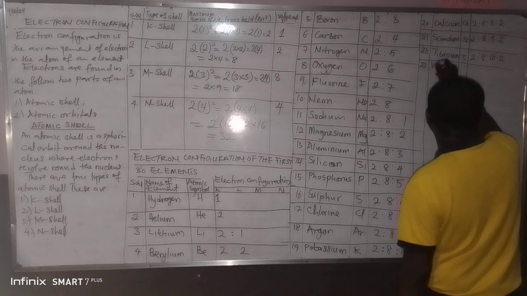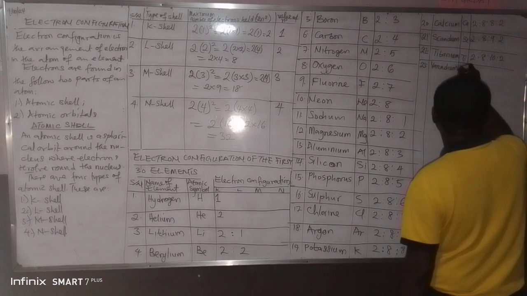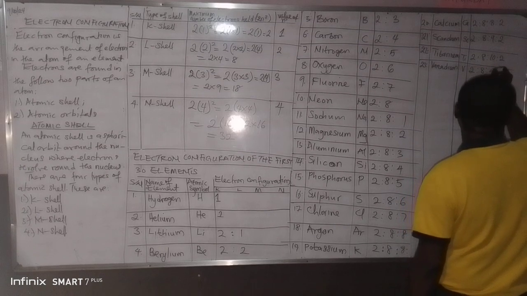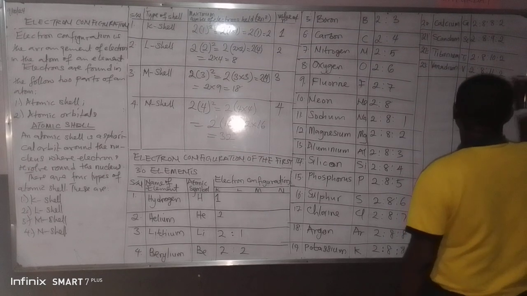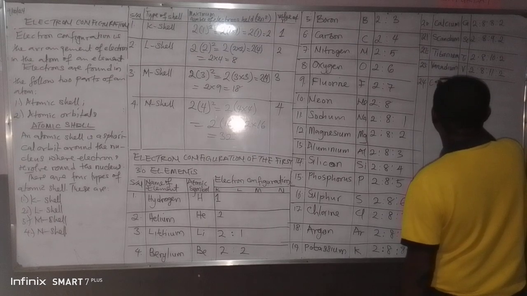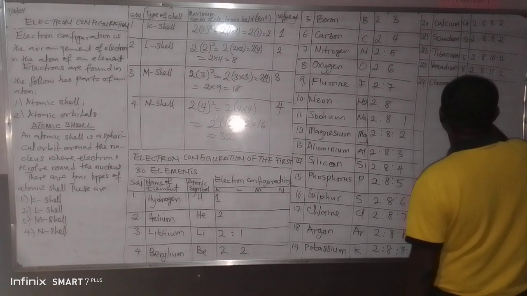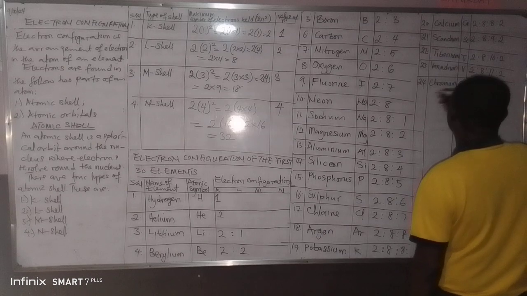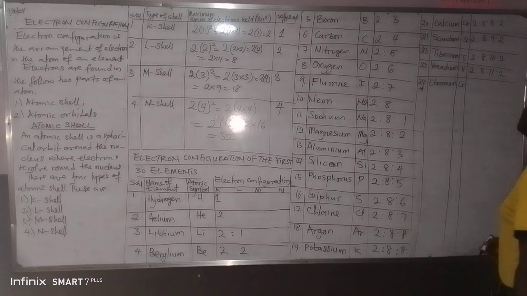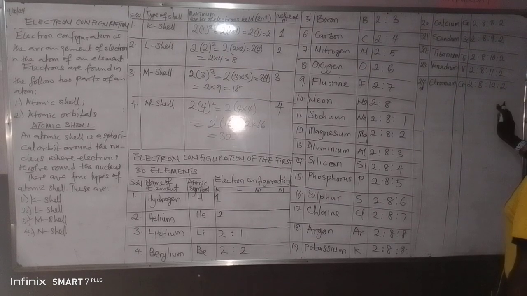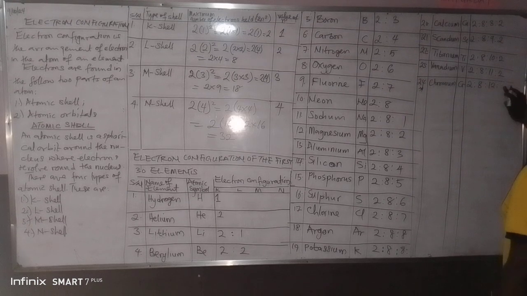Then 23, we have vanadium. Vanadium, V: 2, 8, 11, 2. Then after vanadium, we have chromium. Chromium, Cr. Chromium and copper have an exceptional, different configuration. You have 2, 8. This was supposed to be 12, 2, but it will now reduce this one to 1. Copper and chromium will end in 1, then that 1 removed from here will be added to this place, then we have 13 here. That's how they behave.